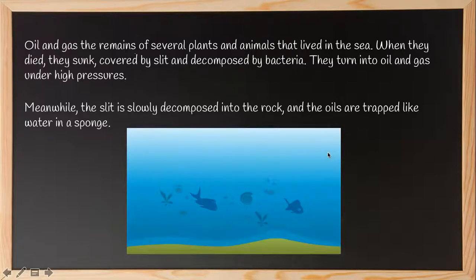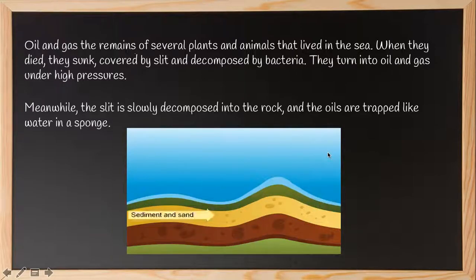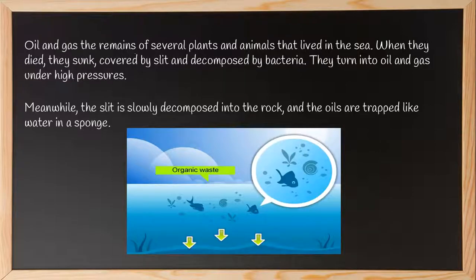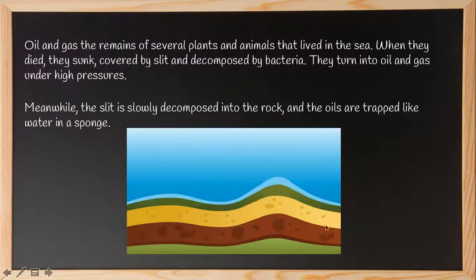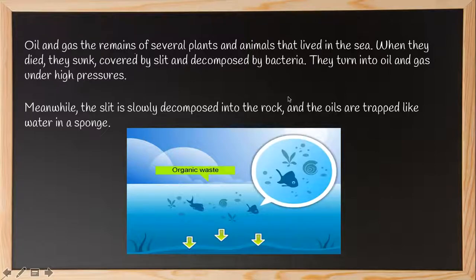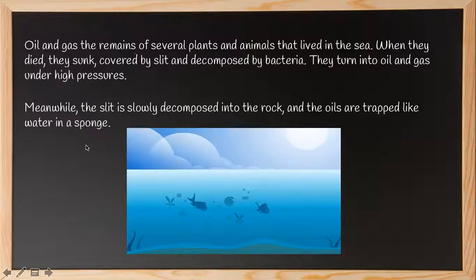that rock like water in a sponge. Whenever we take a sponge and dip it into a bucket of water, the water gets absorbed by the sponge, trapped inside the sponge. In the same way, when the sand or the silt is slowly decomposed and hardened, it forms a rock. The oils are trapped inside this rock, just like water trapped inside a sponge. So this is how petrol is formed, that is oil.